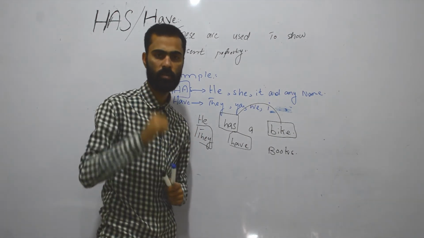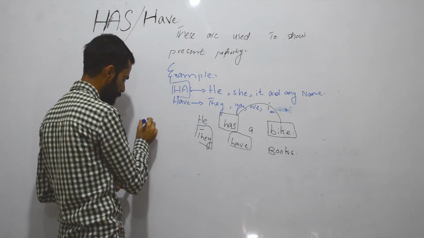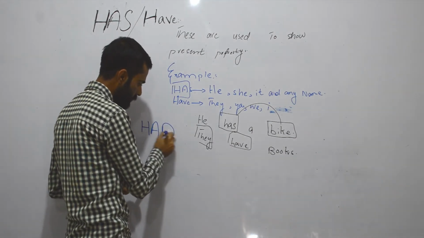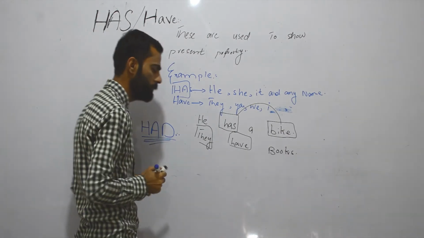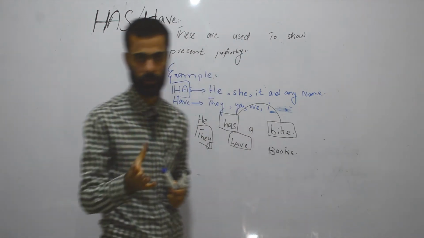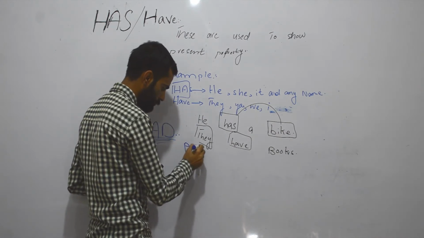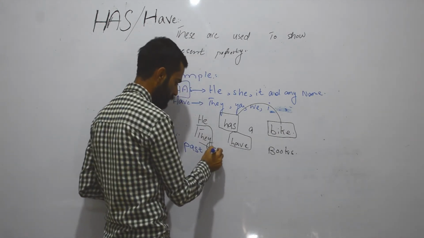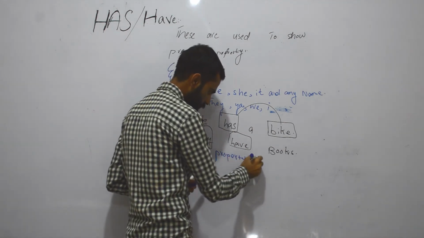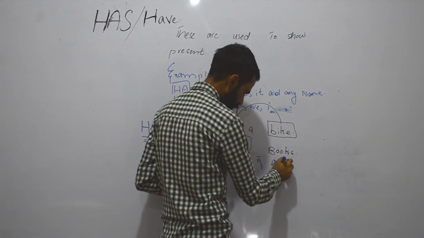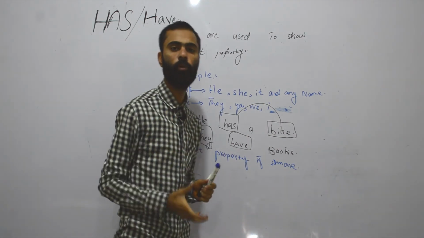Now what is the past form of has and have? Had is the past form of has and have. If you are talking about the past property of someone, then you have to use had. Past property of someone. You can use had with singular and plural pronouns.